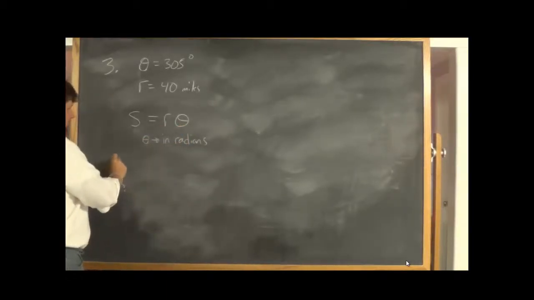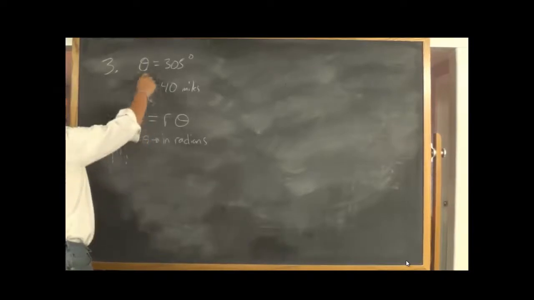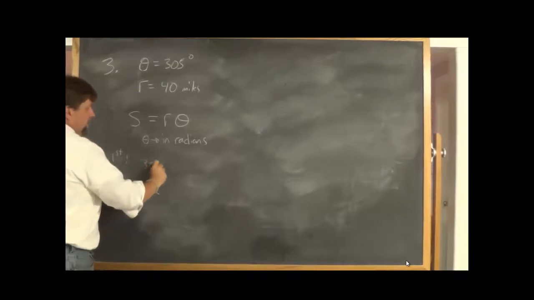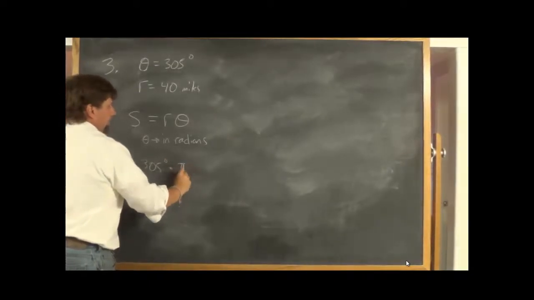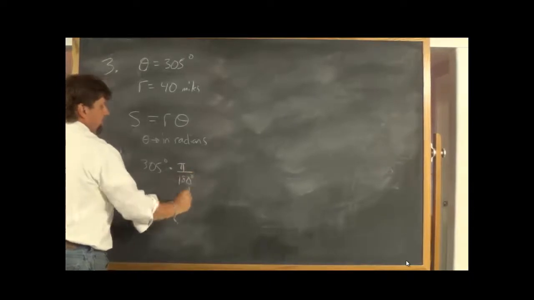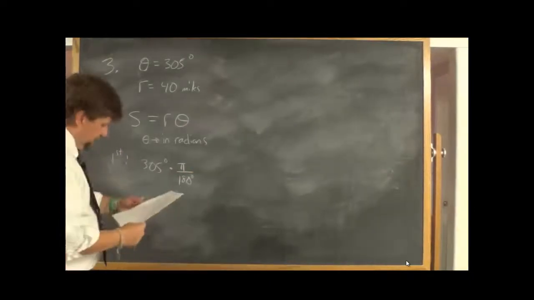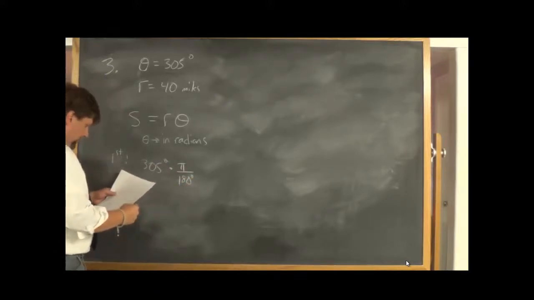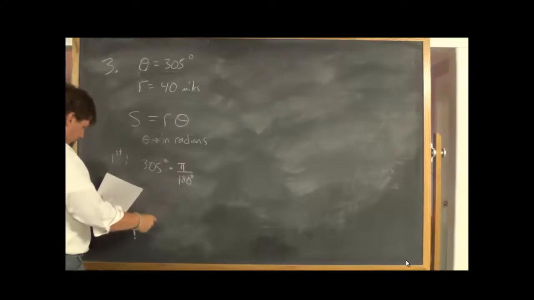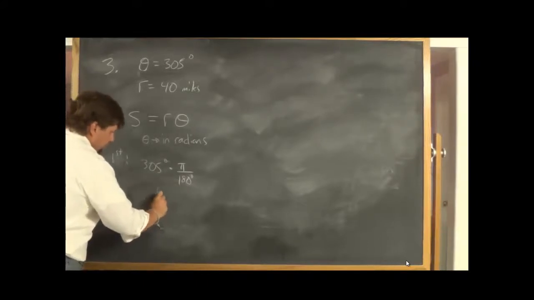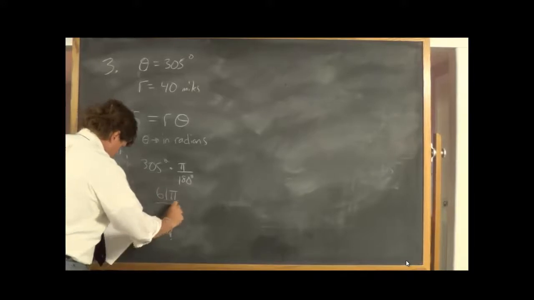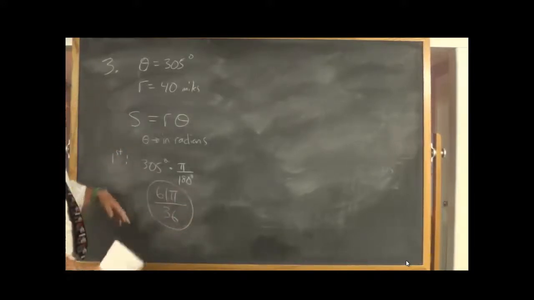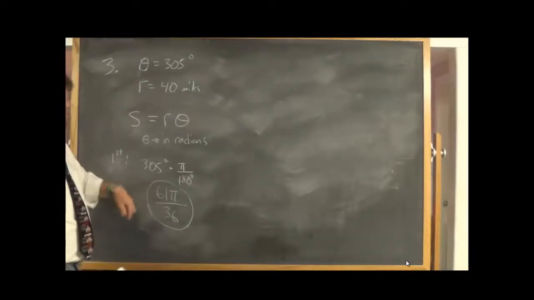So just like in number 2, the first thing we need to do is to take our given angle, which is in degrees, and convert it to radians. So it's 305 degrees, and hopefully this is familiar. Multiply it by pi over 180 degrees, and you get the degrees to cancel out. And when you do this multiplication, you're going to end up with 61 pi over 36. That's the measurement of this angle in radians.